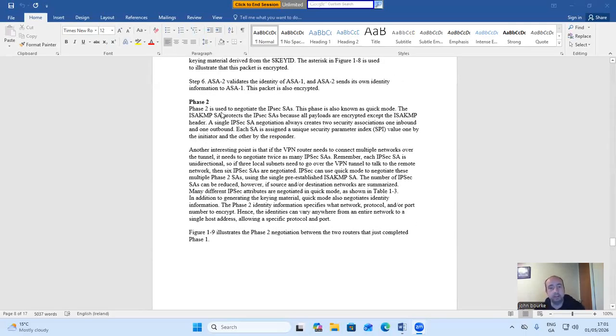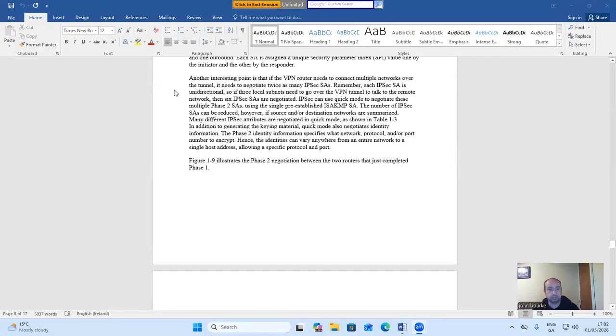Phase 2. Phase 2 is used to negotiate IPsec SAs. This phase is also known as quick mode. The ISAKMP SA protects the IPsec SAs because all payloads are encrypted except the ISAKMP header. A single IPsec SA negotiation always creates two security associations, one inbound and one outbound. Each SA is assigned a unique security parameter index, SPI, value, one by the initiator and the other by the responder.